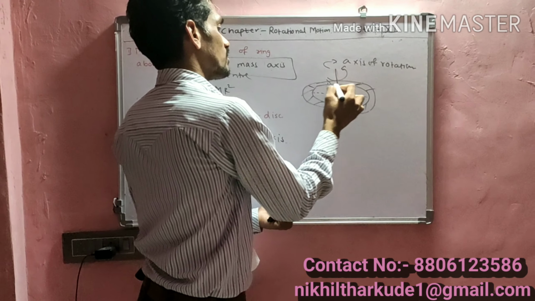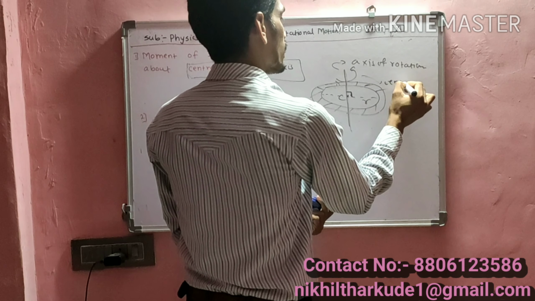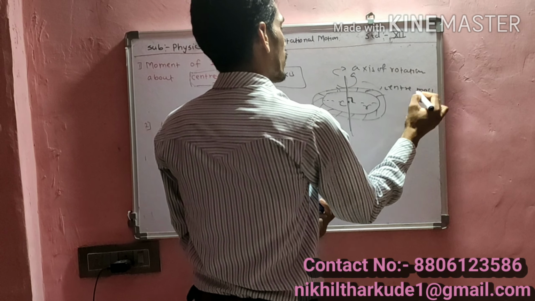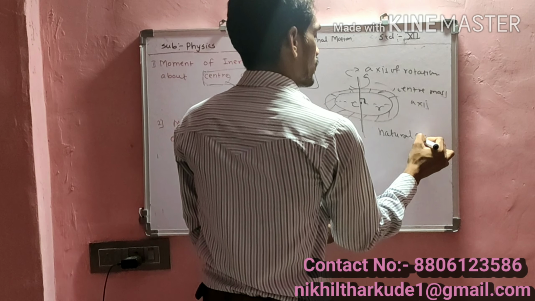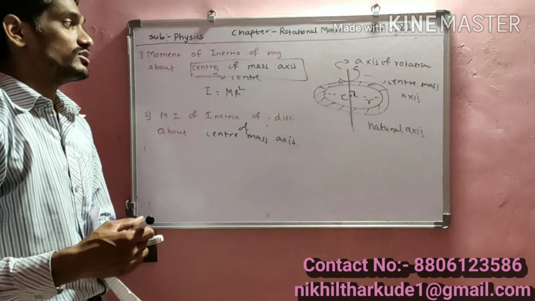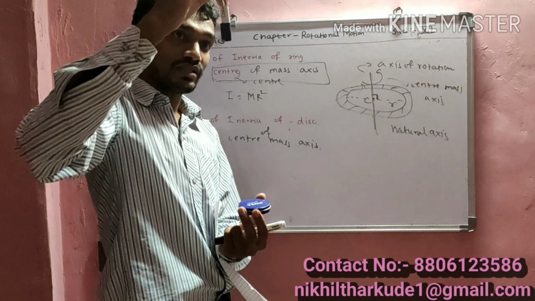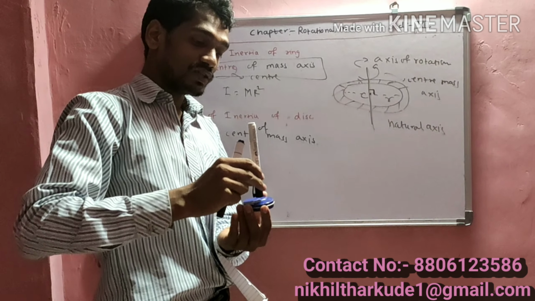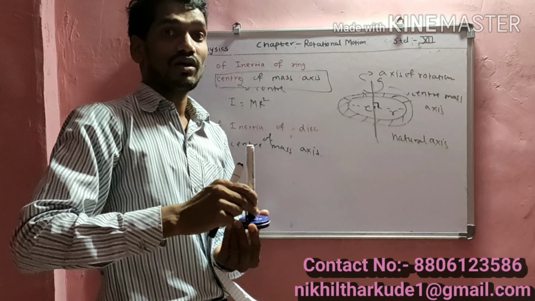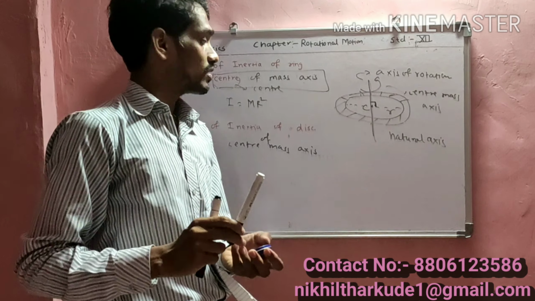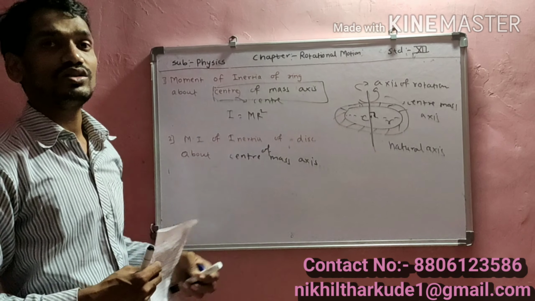Okay students, try to understand. The center of mass axis is also called the natural axis, and that should be perpendicular to the whole body. Consider this laminar body, and the center of mass axis is nothing but this black marker which is passing through the center and which is perpendicular. So we have that formula for finding the moment of inertia about the center of mass, I is equal to mr square.